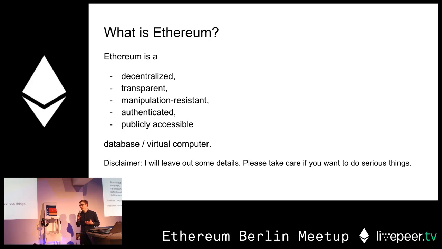It's also a transparent database, meaning that everyone can take a look at the database and at modifications of the database. It is manipulation resistant, which means that if the database does not allow a certain modification, then it is very, very hard to do such a modification. It is also authenticated, which means that any modification to the database, any message sent to the system, is digitally signed by the sender of that message. And it's publicly accessible, meaning everyone who wants can use it, not only read the database, but also modify it.